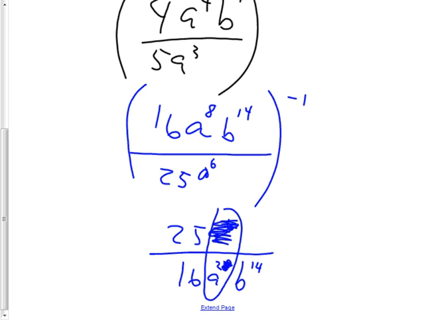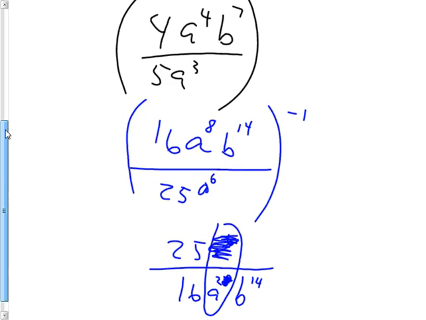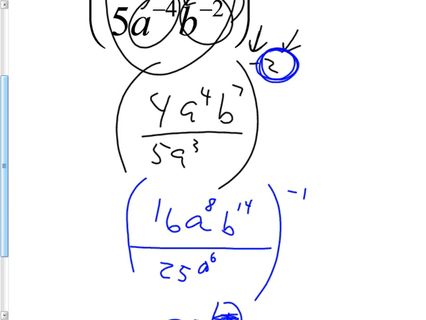Anybody have that same thing? All right, that was only like 5 of you, but I understand. That was a tricky one. Do you get how I took it in 2 parts? I squared everything first, and then that negative means you flip it.